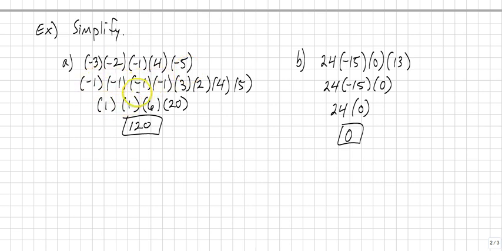Well, negative 1 times negative 1 is positive 1. Negative 1 times negative 1 is positive 1. And then we have a 6 and a 20. And 6 times 20 is 120. And anything times 1 is itself, so we just end up with 120.